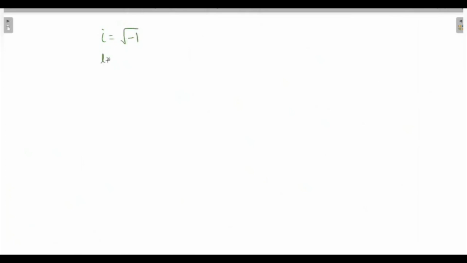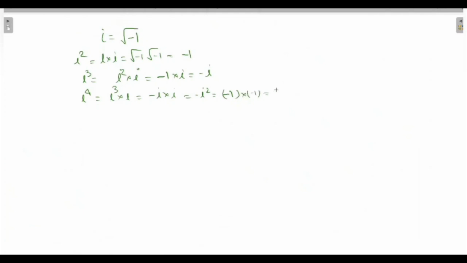So i into i would be basically square root of minus 1 into square root of minus 1, which is going to be minus 1. So i square is going to be minus 1. i cube is going to be minus i square into i, basically. Now we know that i square is minus 1, so this is going to be minus i. And i to the power 4 is going to be i cube into i, so I have minus i into i, which is minus i square. This is going to be minus 1 into minus 1, so it equals 1.